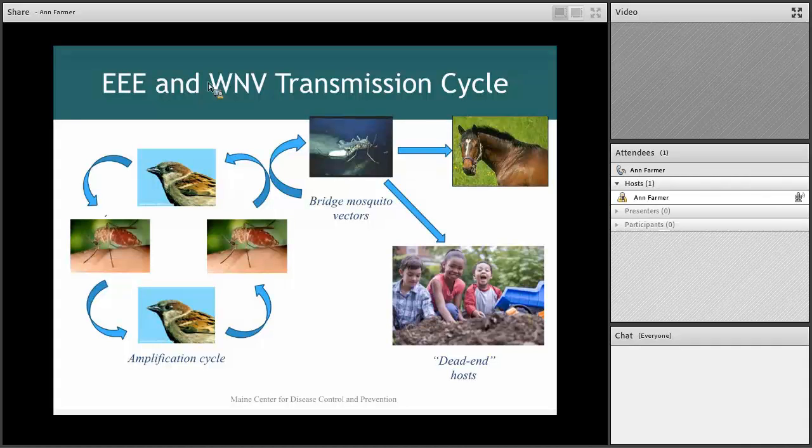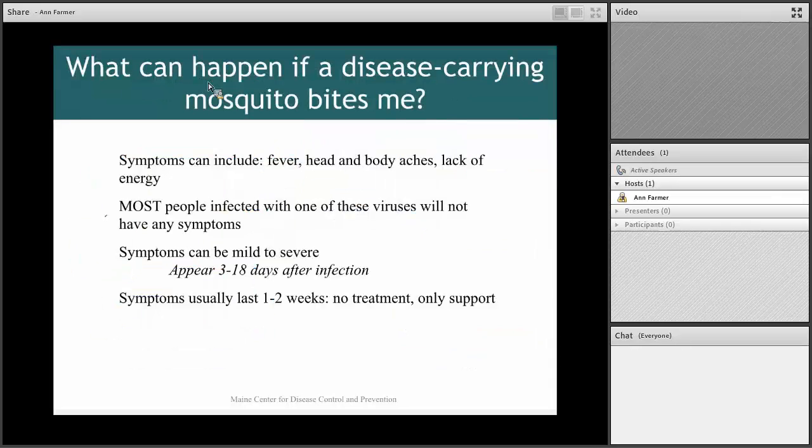Sometimes instead of feeding on another bird, the infected mosquito will feed on a horse or a human. Luckily, horses and humans are dead-end hosts. This means that if an infected mosquito bites us, we are not going to get enough of that virus in our bloodstream to infect another mosquito. So we can get ill from the disease, but we cannot pass that virus onto another mosquito.